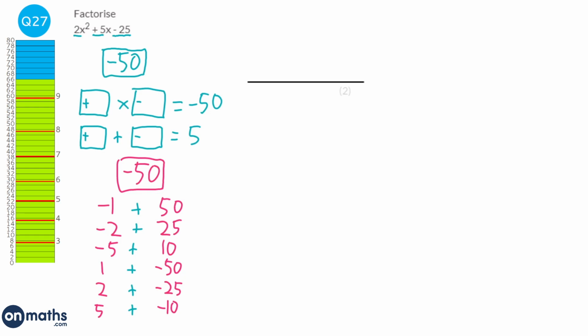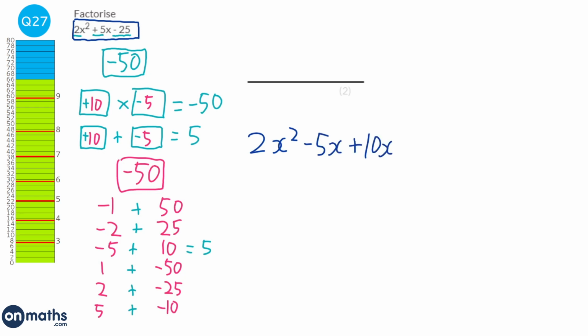Well, minus 5 plus 10 is going to be 5. So it's this pair here. So it's going to be minus 5 and positive 10. And so what I'm going to do now is rewrite the question, but instead of a plus 5, I'm going to substitute in the minus 5 and the positive 10, or in this case minus 5x plus 10x.